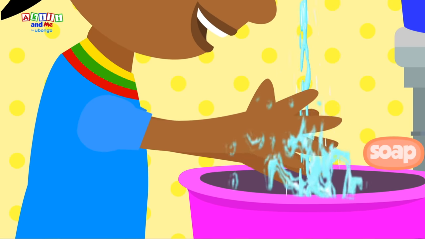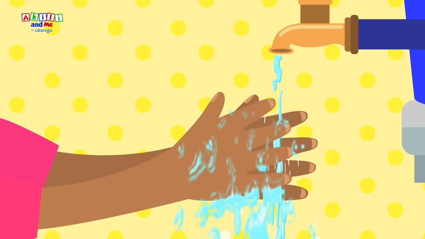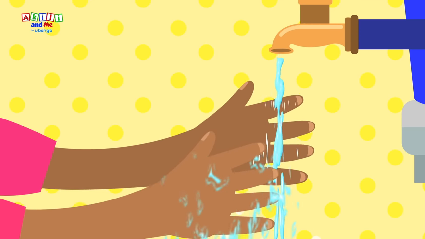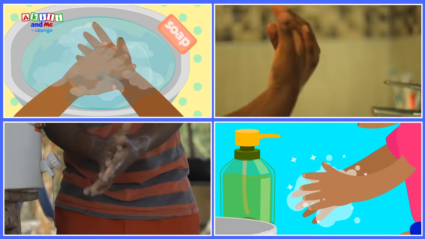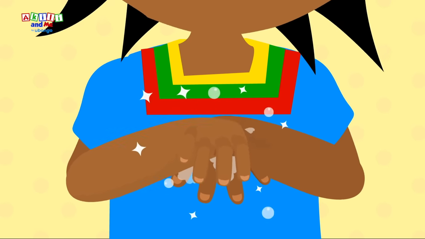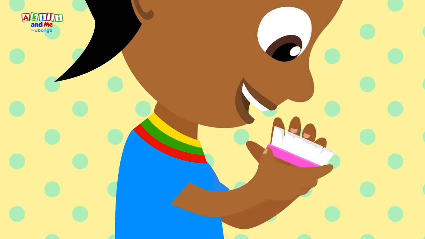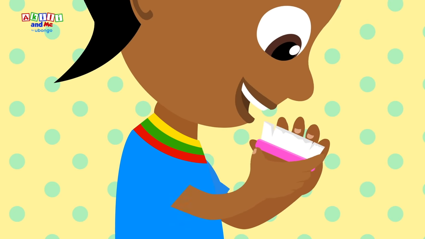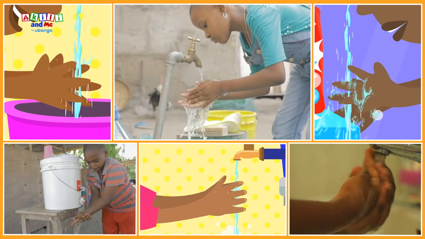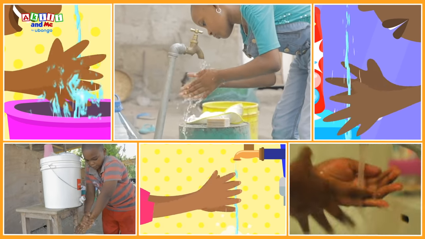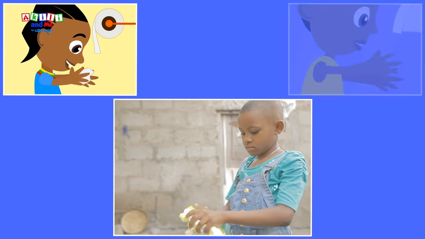Wash your hands in clean water. Wash your hands, wet them with the water. Wash your hands, now add some soap. Scrub your hands in the soap and water. Scrub above and below between the fingers too. Scrub under your nails and scrub a dub a doo. Rinse your hands in water. Rinse them clean, rinse away the soap. Dry your hands and go.